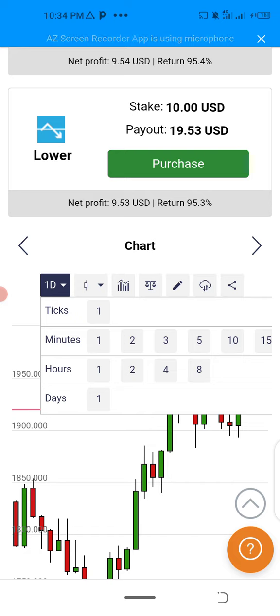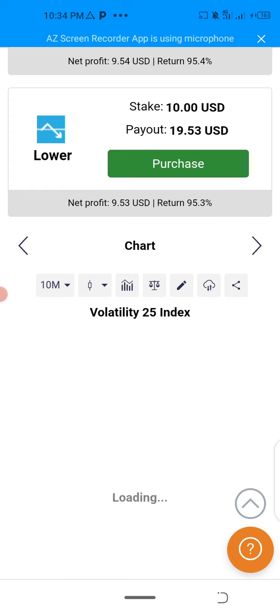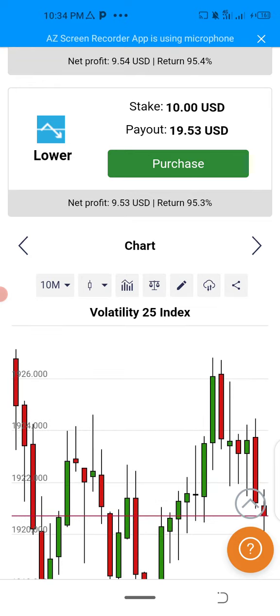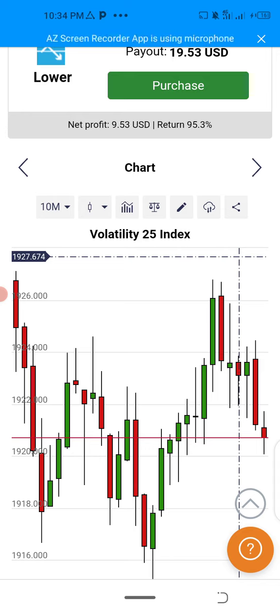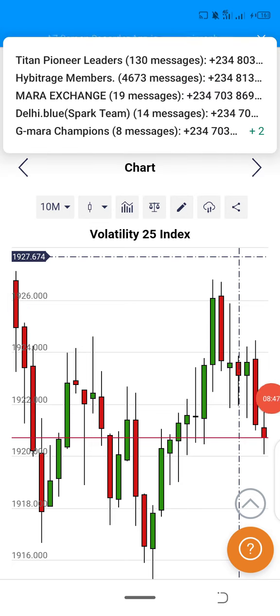Now, the next thing we're going to do is check the future of our 5 minute trade. So we're going to change this to 10 minutes. By the time we change this to 10 minutes, we are going to look at where the market is actually going. Presently, the market says that it is going downward. Why do I say the market is going downward? Because this place is actually on a downward trend.